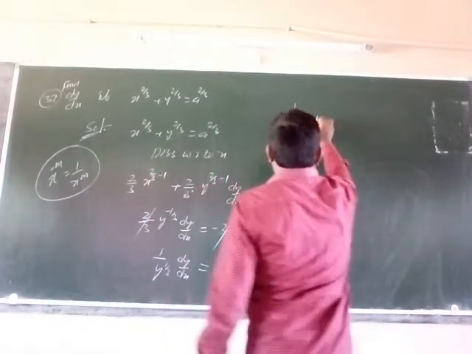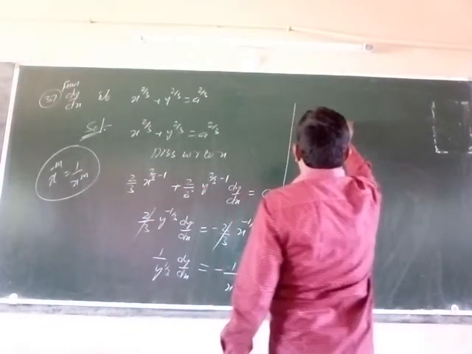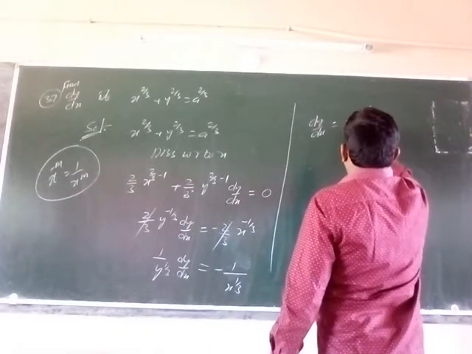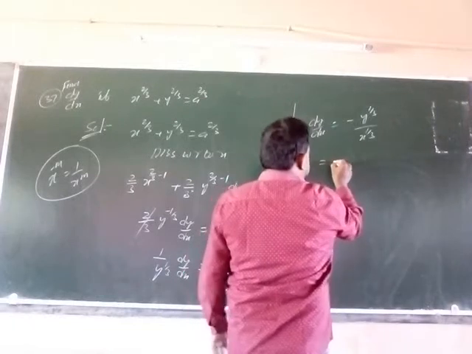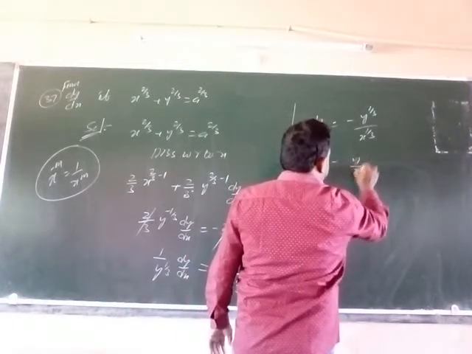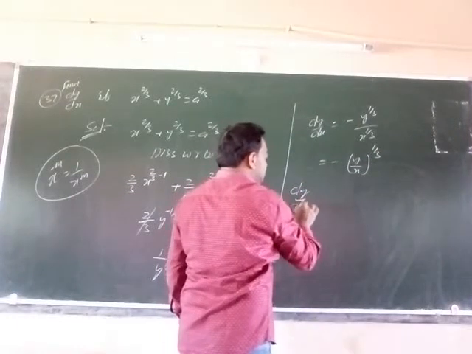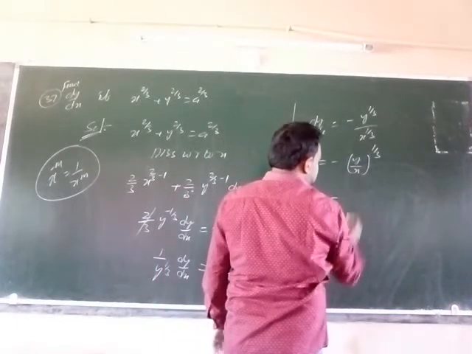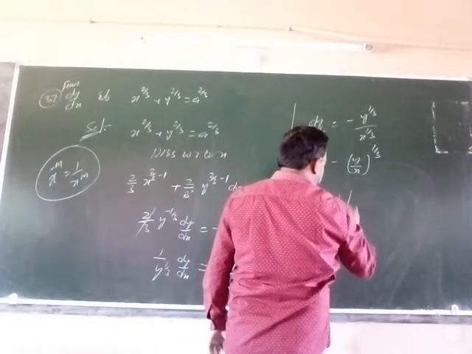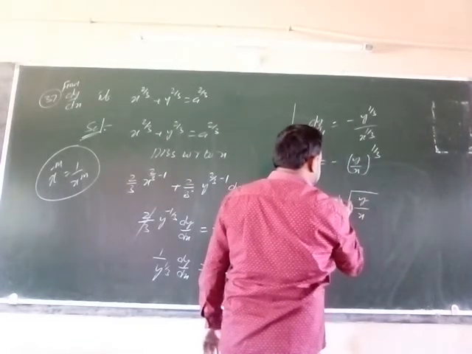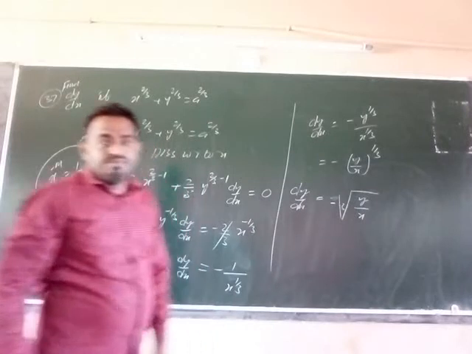So dy by dx is equal to minus y power 1 by 3 by x power 1 by 3. This is minus y by x whole power 1 by 3. Therefore dy by dx is equal to minus third root of y by x. This is the solution.